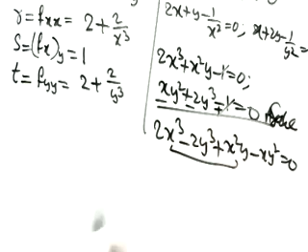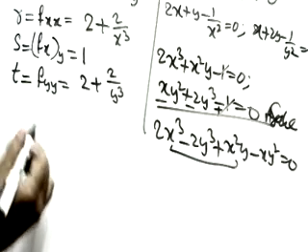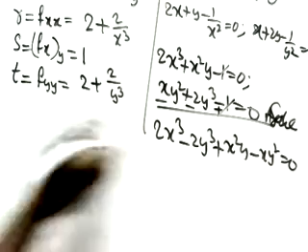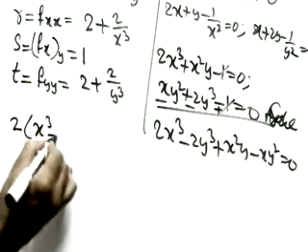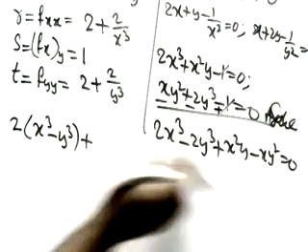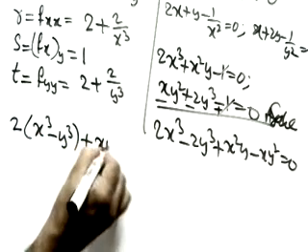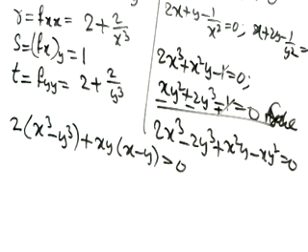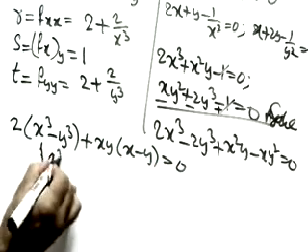What can we take common? We can take common from this 2. Now let me take common here 2. If you take common 2 here, it will be x cube minus y cube. You take common xy here, so you are left with x minus y.